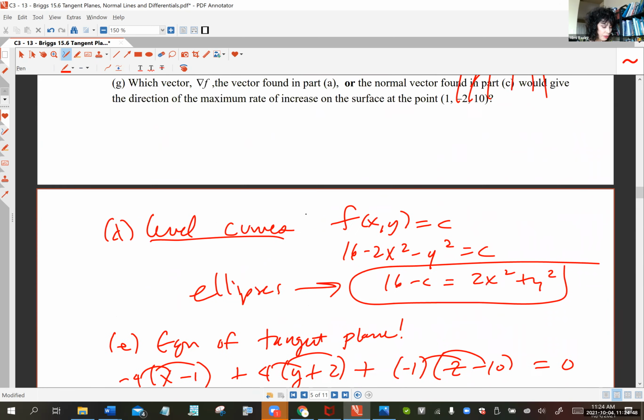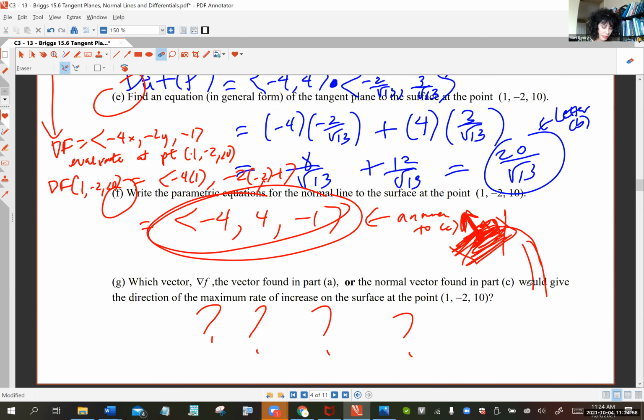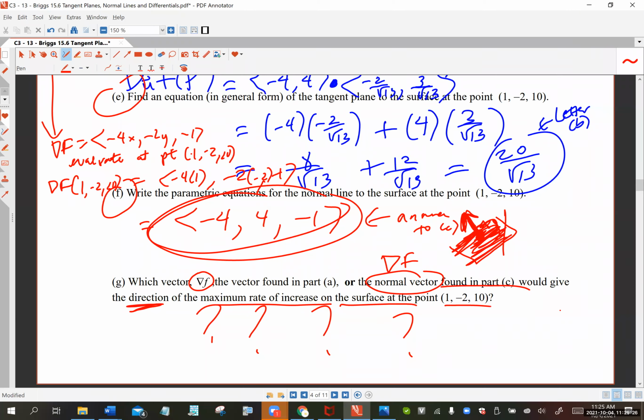So now the $64,000 question, letter G. This is the part that students just don't know because they're confused. And right now you might be confused because we're trying to learn a lot. Which vector, little del f or the big del F that you found in part C, which one of those gradients would give you the direction of the maximum rate of increase on the surface at the point 1, negative 2, 10?